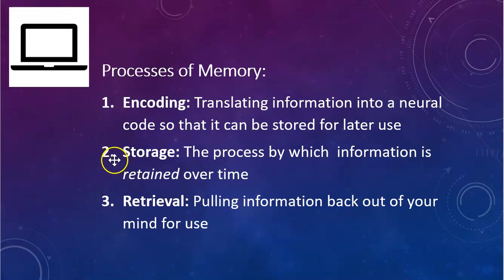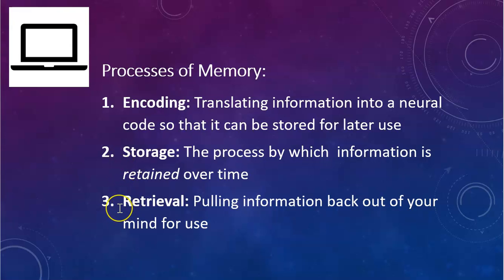The next step, step 2, is called storage. This is the process by which information is retained over time. In other words, it's the way that we take all this information we encoded and we save it. So storage is like saving. If with encoding we're typing everything into, say, a Word doc on your computer, storage is when you hit save. You might put it in a certain folder on your computer, but you're going to save it.